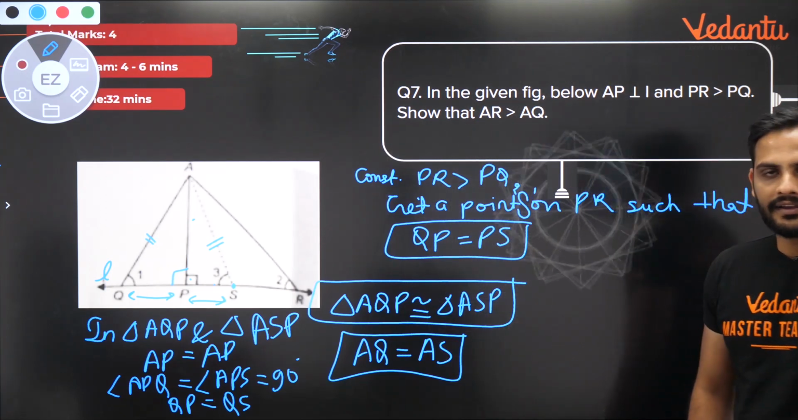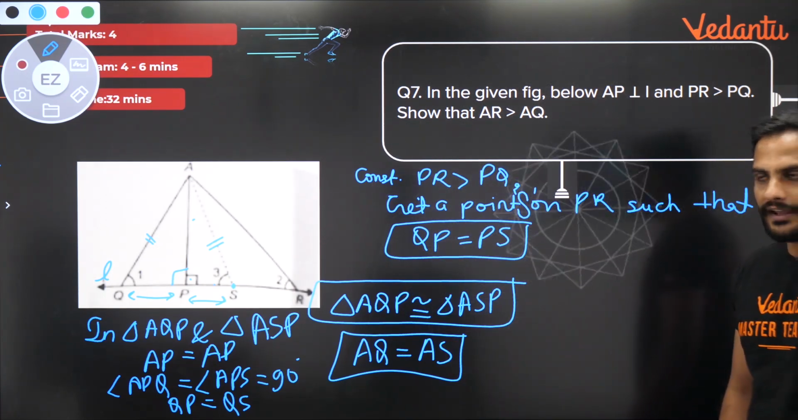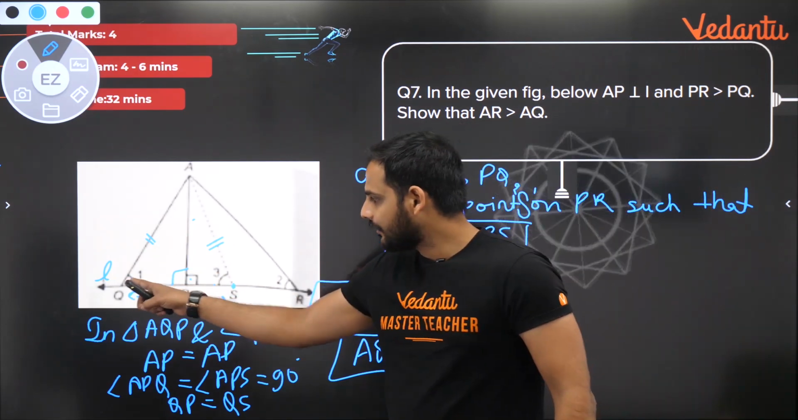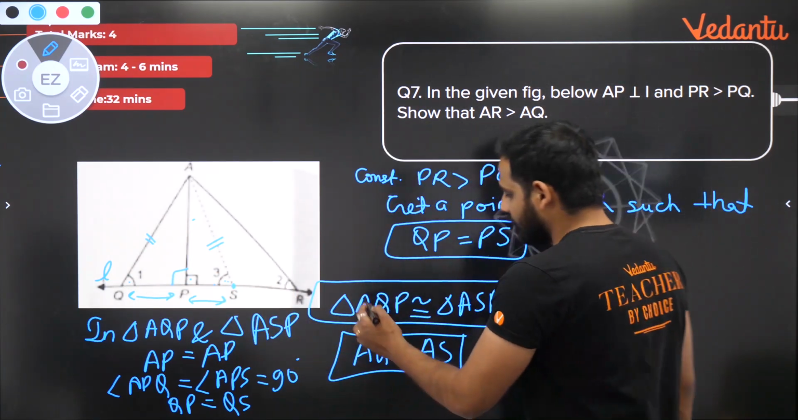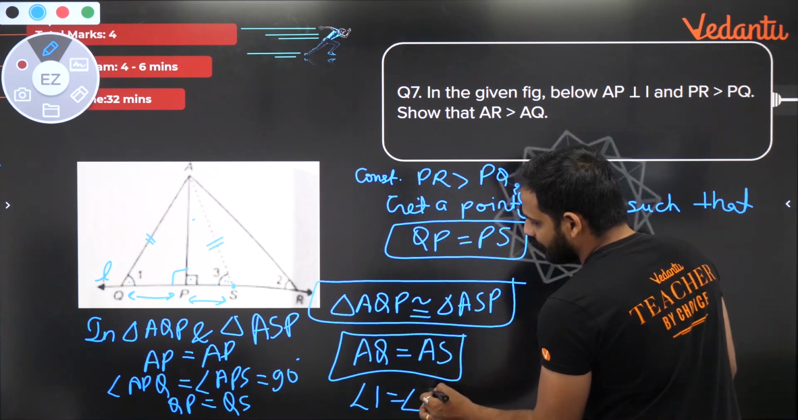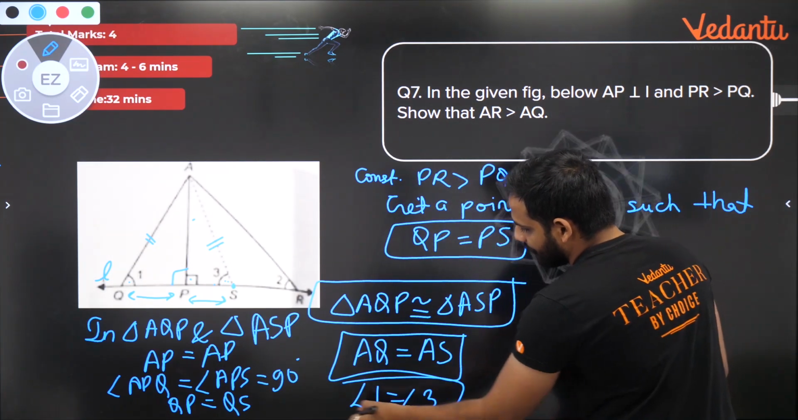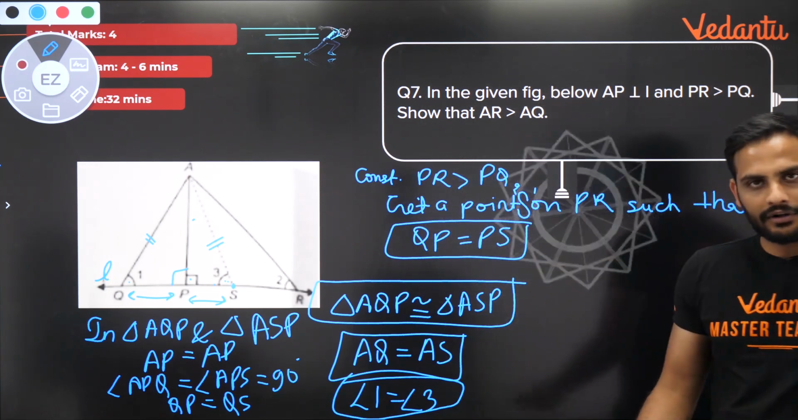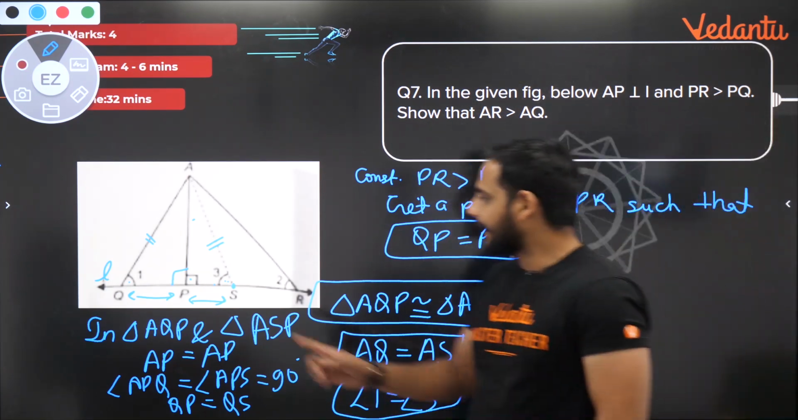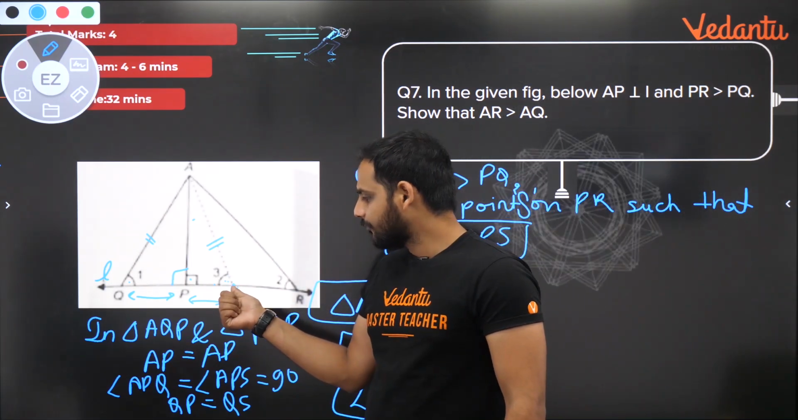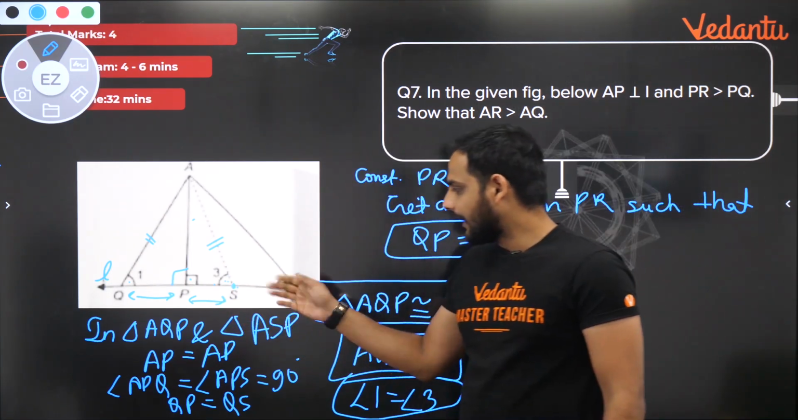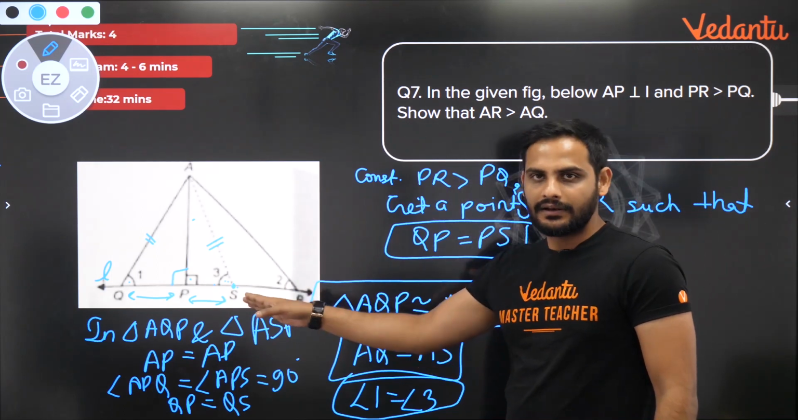If AQ is equal to AS, I can say angle 1 and angle 3 will be equal. Here angle 1 and angle 3 are shown, so I can say angle 1 is equal to angle 3. Isosceles triangle property: the angles opposite to equal sides are also equal. So we know that angle 1 is equal to angle 3. Correct? Now you can clearly see point S is here and point R lies further.